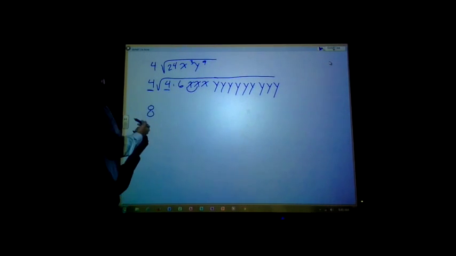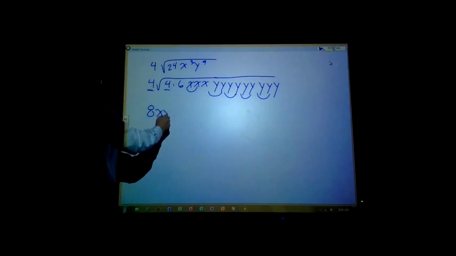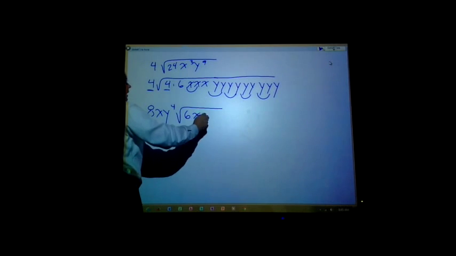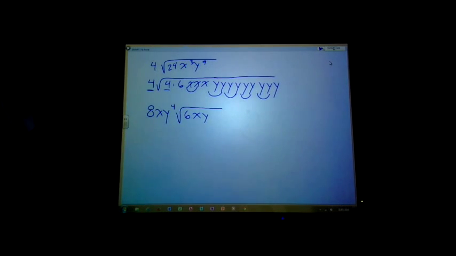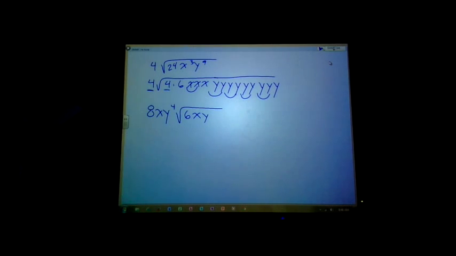Looking for pairs. What comes out? Y to the 4th. Does that make sense? Yeah. What do I have left inside? 6xy. Okay, let's take a look at their answer. Ah, look at that. They didn't remove enough y's. That's what they did. They went y to the 3rd, and we still had one sitting in there. Oh, that's a little error.